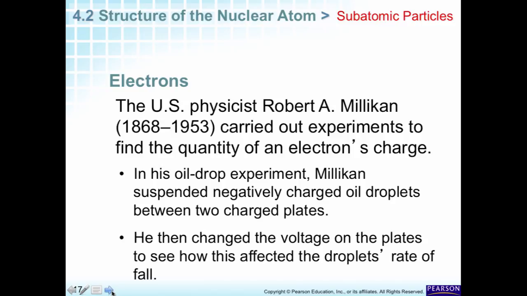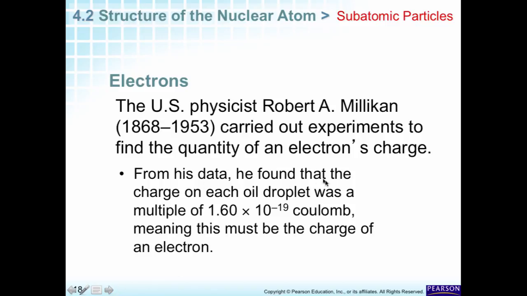Okay, another person was working around the same time called Robert Millikan, and he wanted to find the quantity, a number, of an electron's charge. He did something called the oil drop experiment, Millikan's oil drop experiment. So he took negatively charged oil droplets and he suspended them. He made them float basically between two charged plates. He then changed the voltage on the plates to see what happened to the droplets. Did it stop them from falling? Did it make them fall faster? That's what he wanted to know.